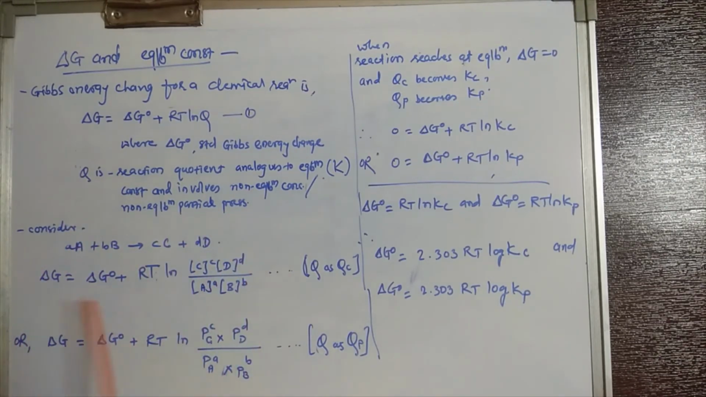Now see, consider the general reaction aA plus bB gives cC plus dD. Now this Q reaction quotient, which is analogous to equilibrium constant, is substituted in this equation. Delta G is equal to delta G naught plus RT ln [C] raised to c into [D] raised to d divided by [A] raised to a into [B] raised to b. See, this term is the reaction quotient Qc.